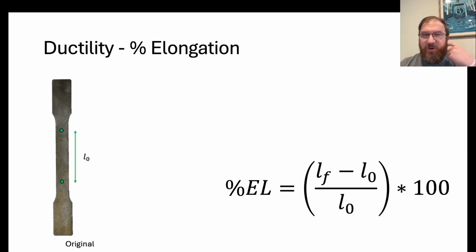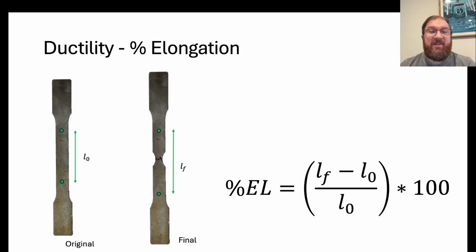So going back to our original dog bone, we have the original length, L naught, and after the test, we can measure the final length, right? So this method implies that you have access to the dog bone. If this is some type of book problem or so forth, then you might not have access to that. So stay tuned for the next part.